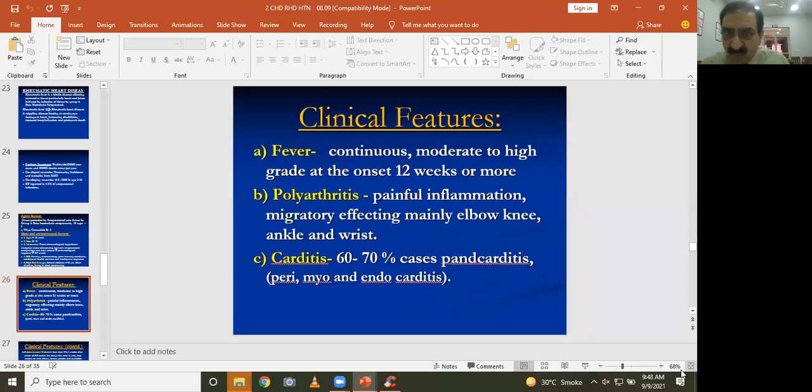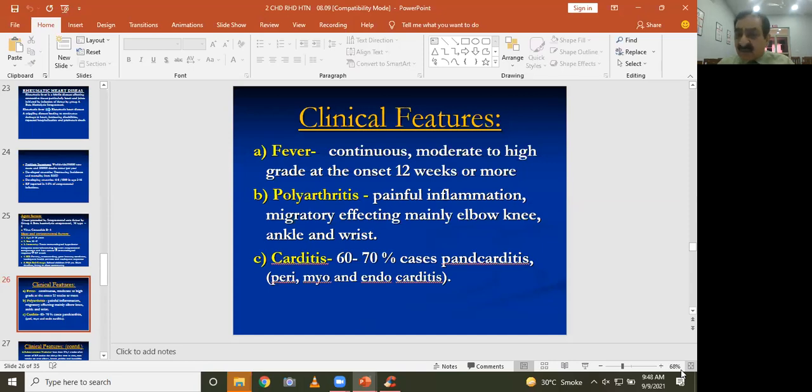One of the clinical features is fever. It has been seen that there is a continuous moderate to high grade fever, and it starts with the streptococcal sore throat, and it may be there for 1 to 2 months or even 12 weeks or more. So there is high grade spontaneous fever.